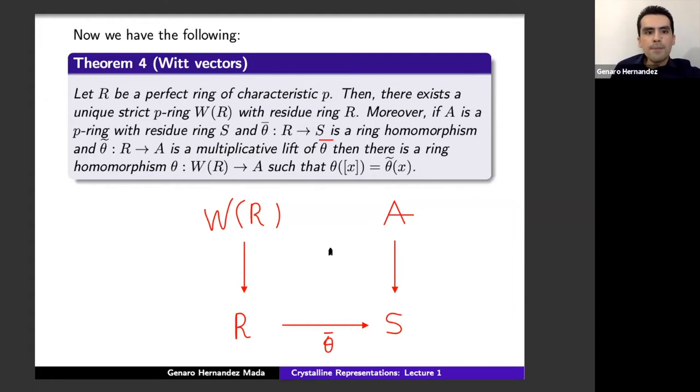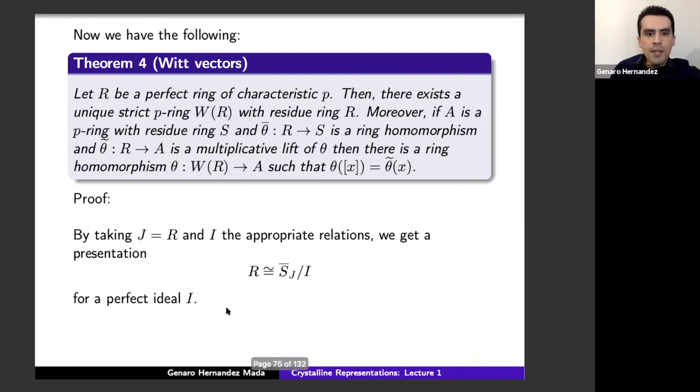And I have here a multiplicative lift of theta bar. So there will be one over here. This is the theta, such that if I start here with an x and I take the Teichmüller lift and then I apply this theta, I'm going to obtain the same as this lift, okay? So this is just applying the previous result with the appropriate choice.